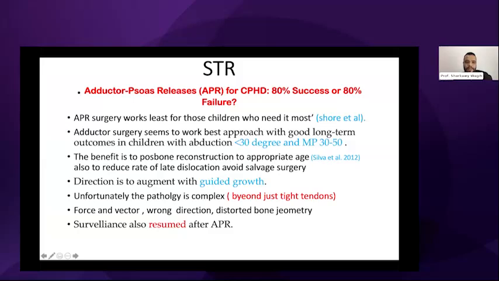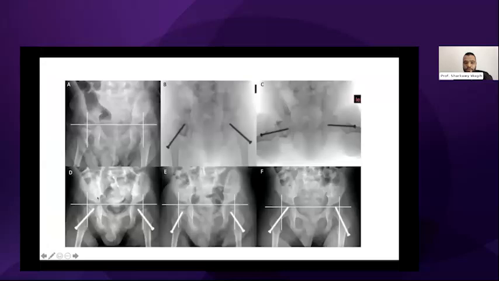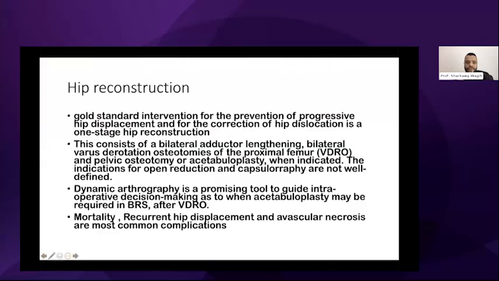Oh, okay, I'm sorry. Growth guidance is a new topic and a very good topic for research. Non-ambulant children will never resolve infantile coxa valga and increased femoral anteversion, so we have to use a dynamic method to correct this hip. We have to put kinetic screws in the inferomedial cortex, and we have to repeat it because the screw is pulled out with growth. Hip reconstruction is the gold standard method for prevention of hip displacement. This consists of bilateral adductor lengthening, bilateral varus derotation osteotomy, and proximal femur osteotomy.